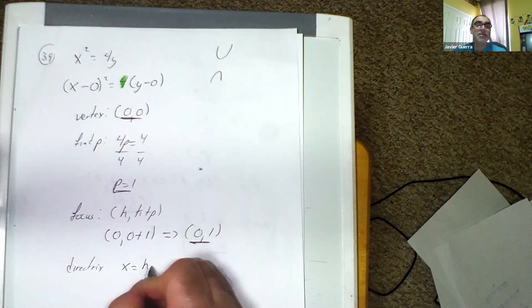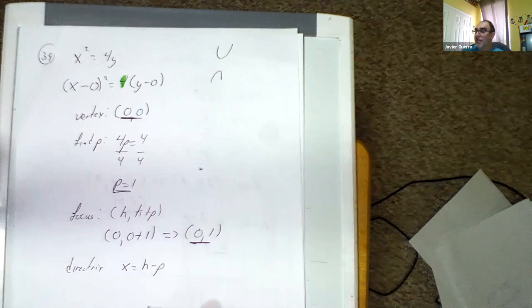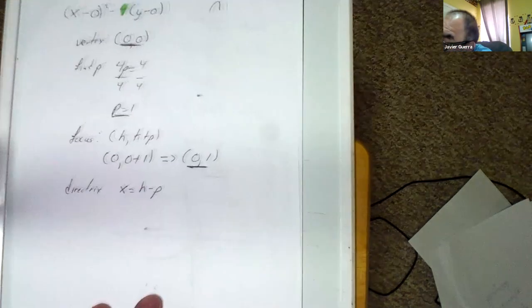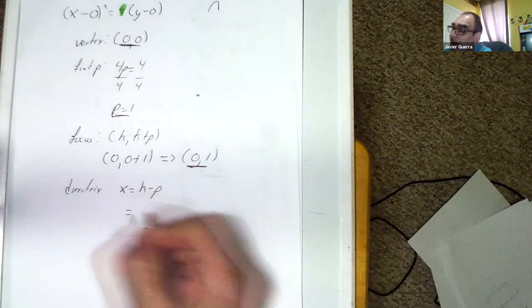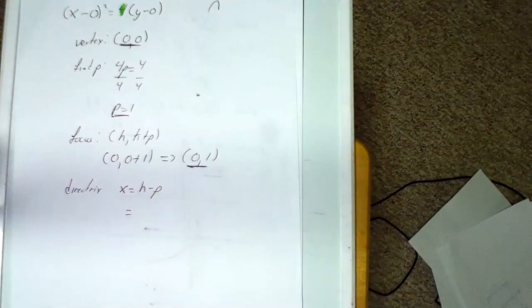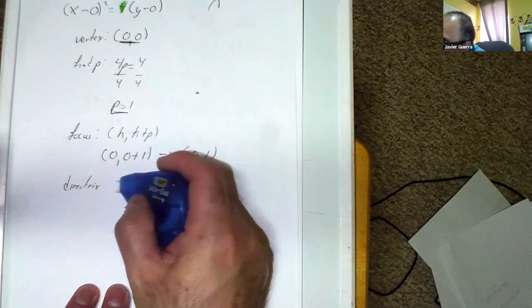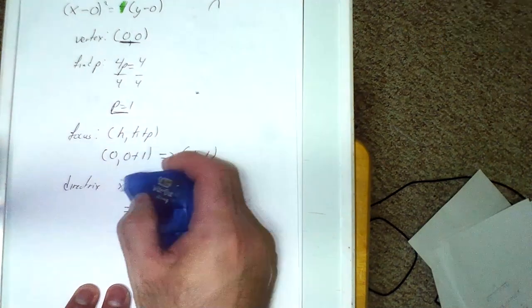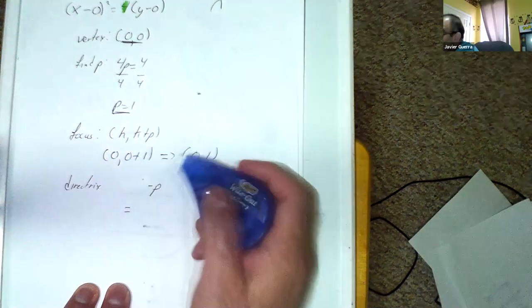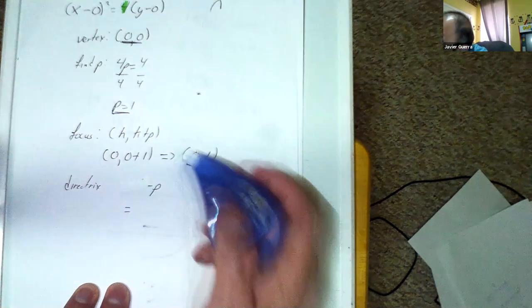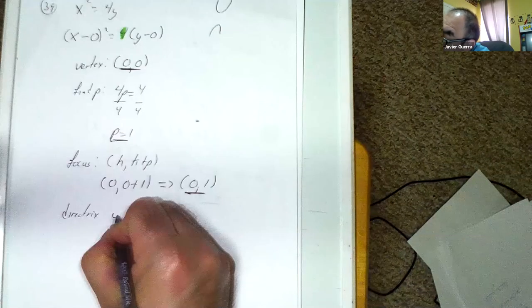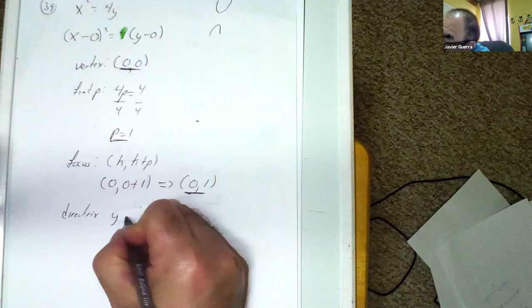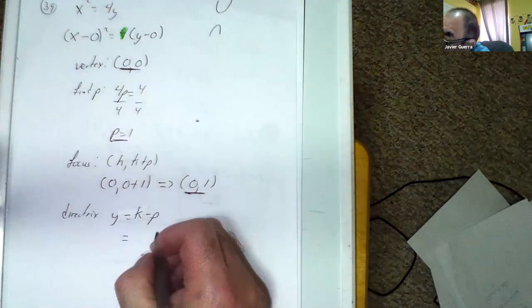All right, did I get the directrix correct? No. What should it have been? Y equals K minus P. Excellent. Y equals K minus P. Very good. So that would be 0 minus 1. So y equals negative 1.